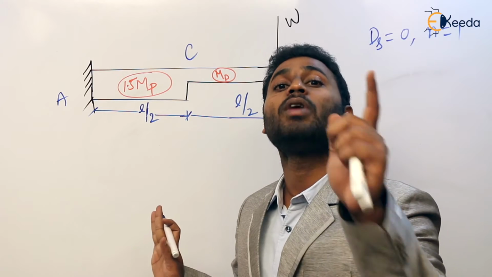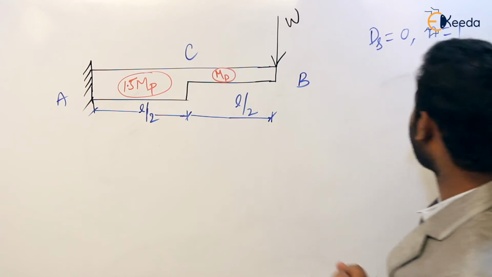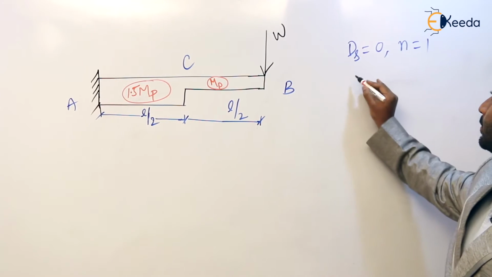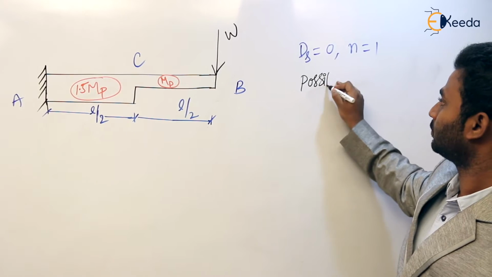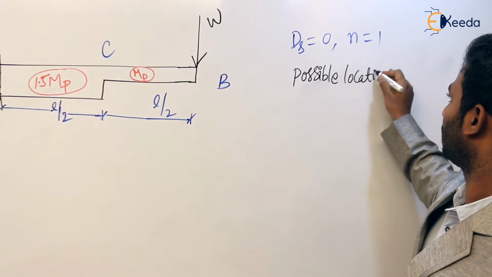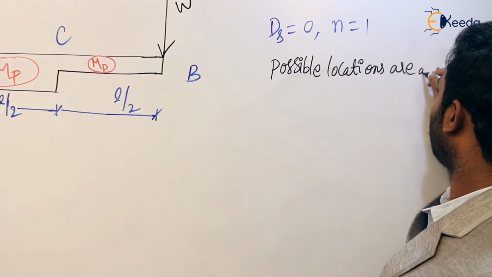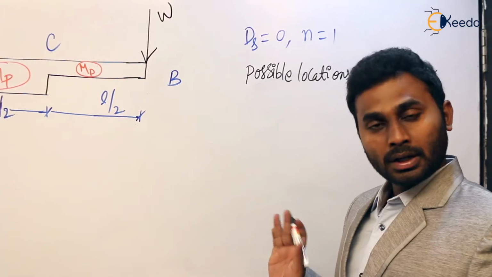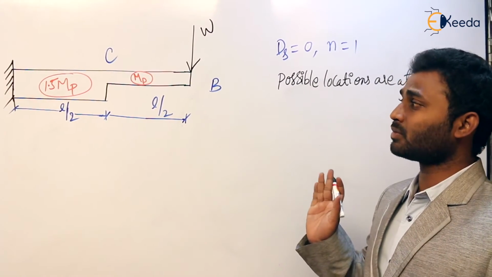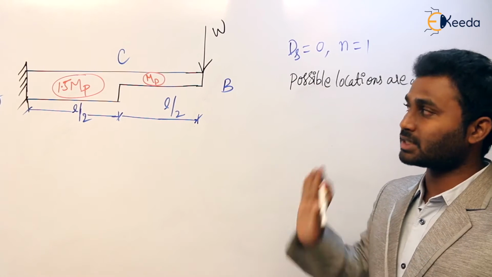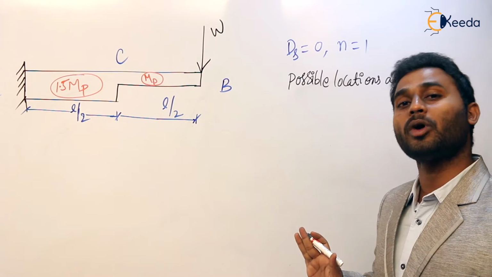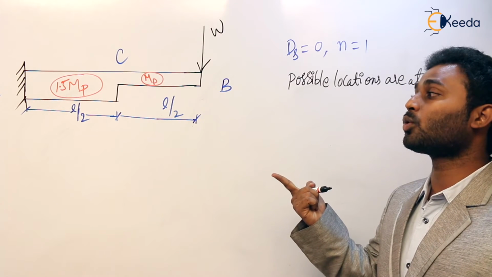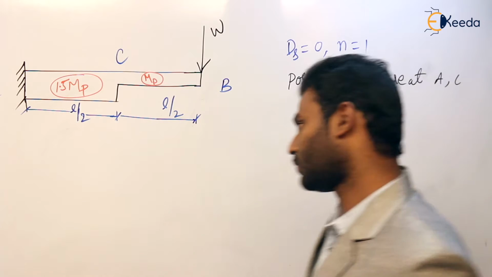But we require only one plastic hinge in this case. So the possible locations are at A and C. For the formation of the mechanism, only one hinge is required, either at A or C. So now we have to check out the possibilities, that is, where the true collapse load is going to form. So first possibility.